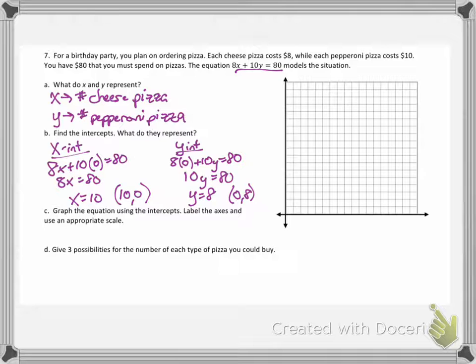So I'm going to go ahead quickly and plot my points, and also label my graph while I'm at it. So x was the number of cheese pizzas, and the y was my number of pepperoni pizzas. Now that I've graphed, I'm going to go ahead and connect the dots.